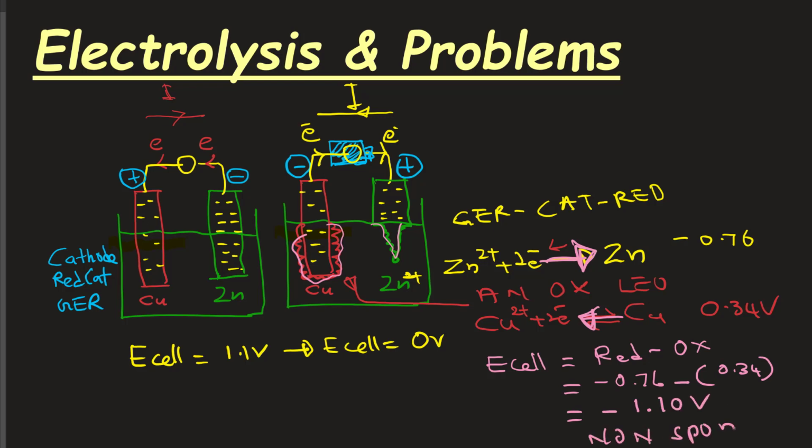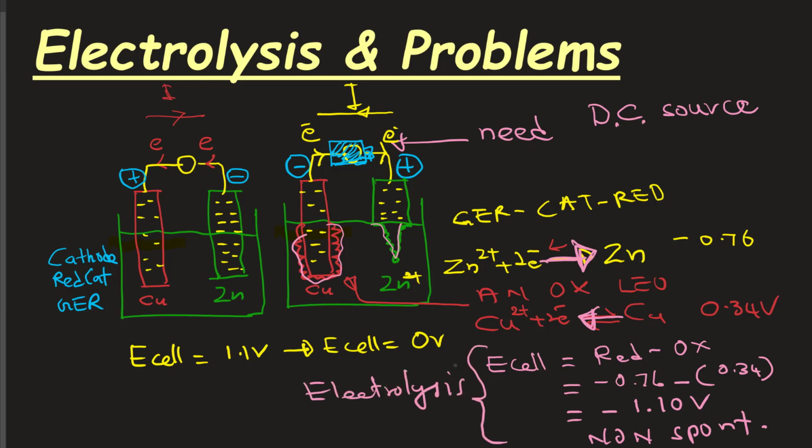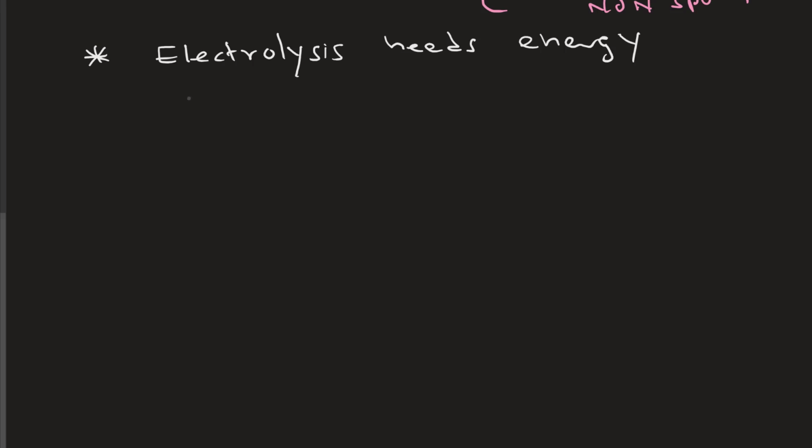Just put the numbers, right? Zinc value is minus 0.76 and copper value is plus 0.34. Put together, it's minus 1.10. That's why it's a dead battery. So it's non-spontaneous. You need to put the DC battery in the opposite direction of the current, right? So that's why it's an electrolysis.